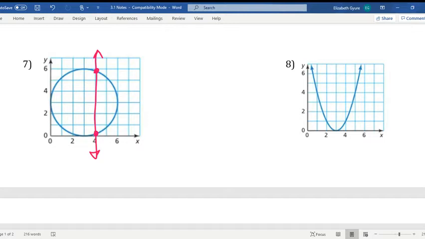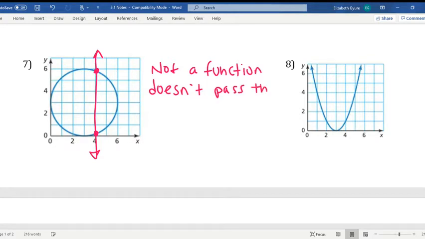So would a circle be a function? No. And this one, our explanation's a little different because it's a picture. We would say not a function because it doesn't pass the vertical line test.